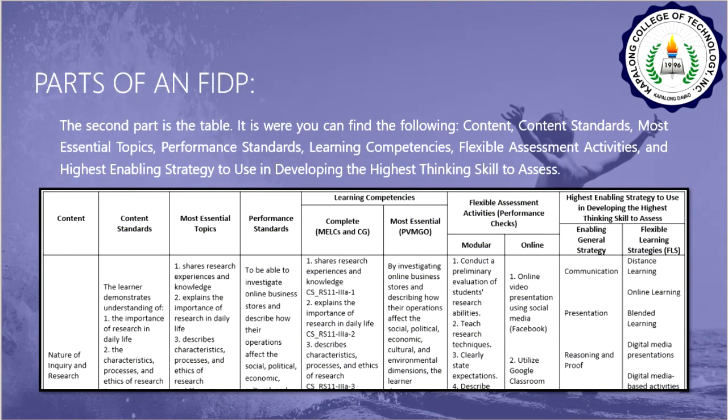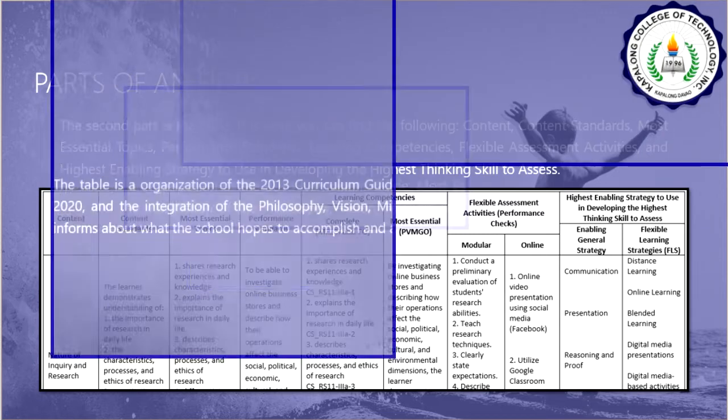The second part is the table. It is where you can find the following: content, content standards, most essential topics, performance standards, learning competencies, flexible assessment activities, and highest enabling strategy to use in developing the highest thinking skill to assess.